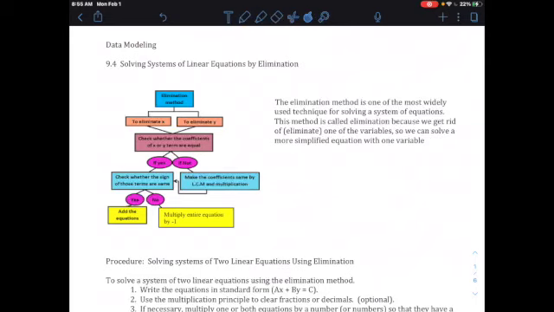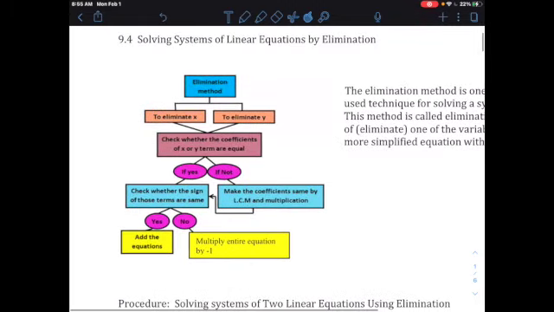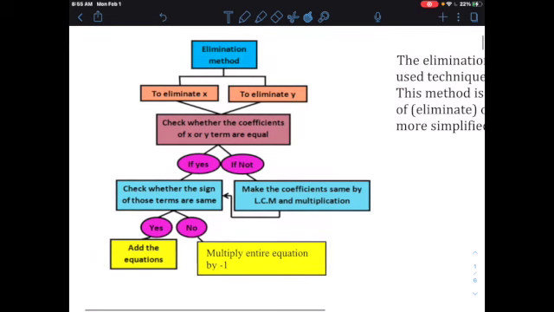Hello everyone, today's objective is solving systems of linear equations by elimination. Now there's a little flow chart. I want you guys to take a look at it. That's one way to think about it. Elimination method: you can eliminate x or you can eliminate y.